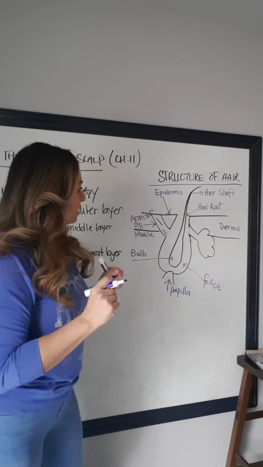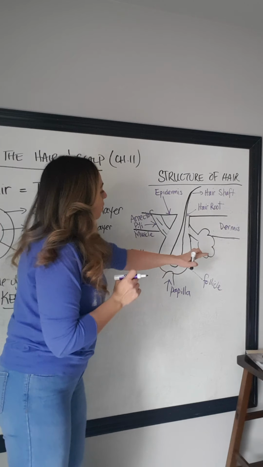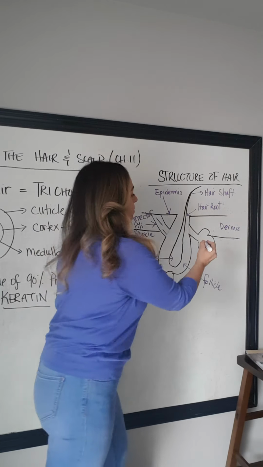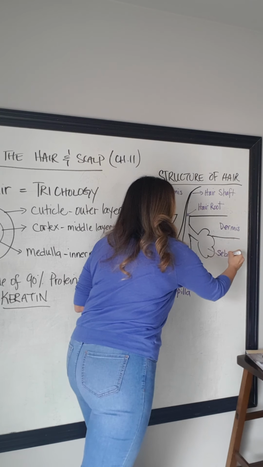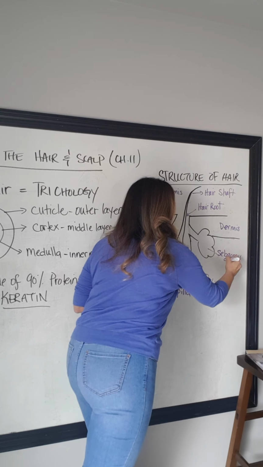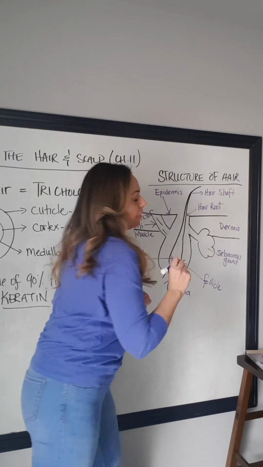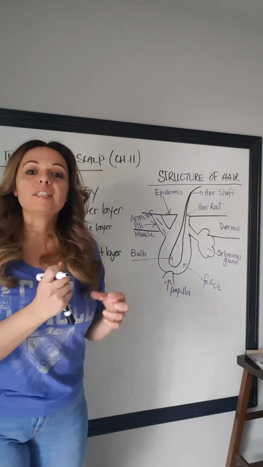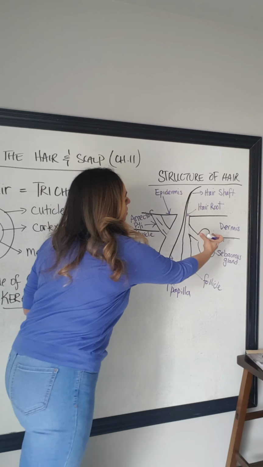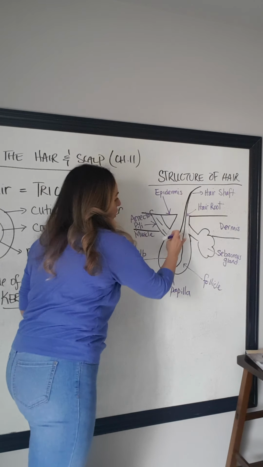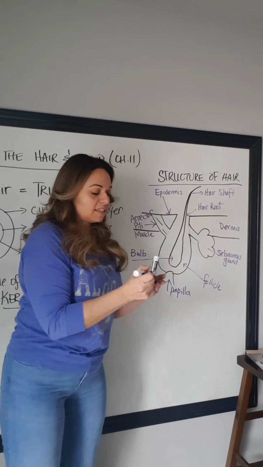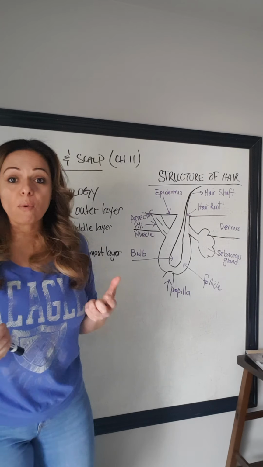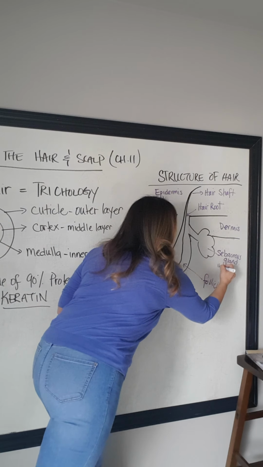And on the opposite side, I drew this little cloud looking thing. And this is called the sebaceous gland. And the sebaceous gland is responsible for providing a special type of oil to the hair. So this kind of squeezes oil into the follicle, and it's what gives us that greasy feeling on the top part of our hair, okay? It's a very special oil, and it's called sebum.